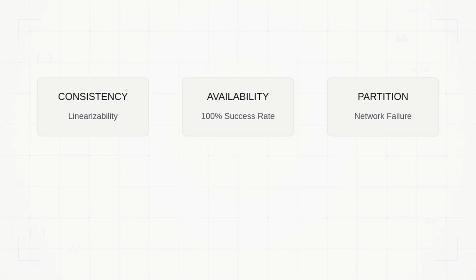When we use these strict definitions, we start to see the cracks. If you demand perfect consistency and perfect availability, you are essentially claiming that your network will never ever fail, which, as any SRE will tell you, is a dangerous assumption to build on.